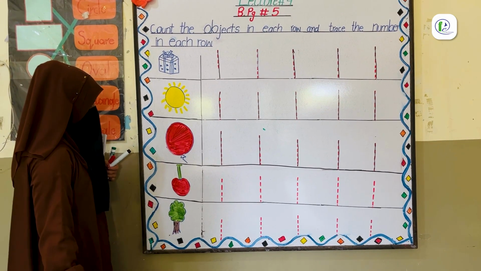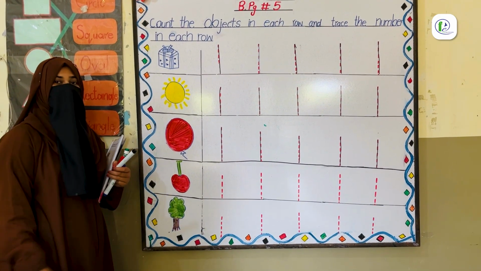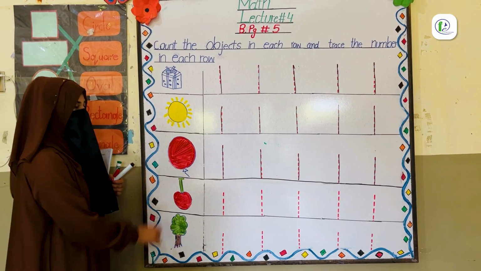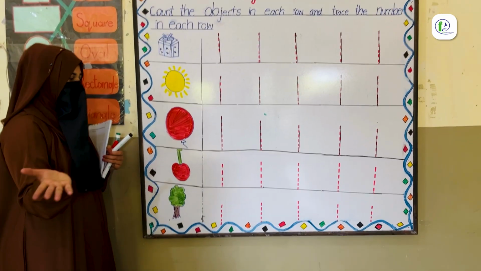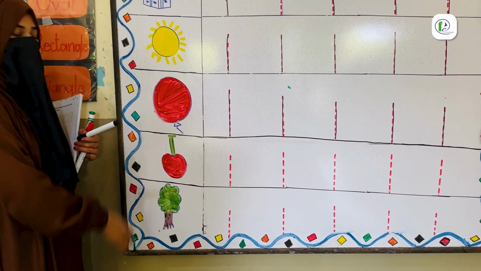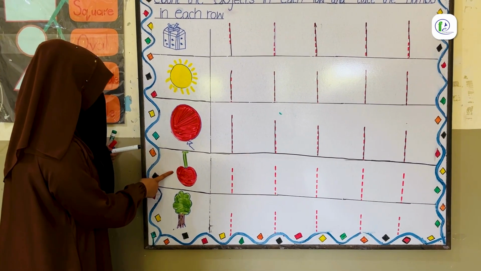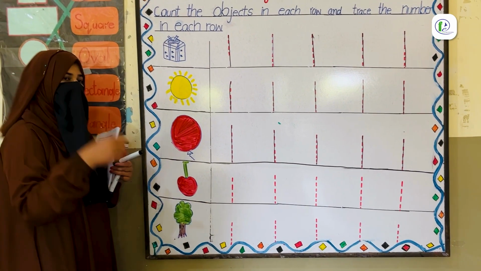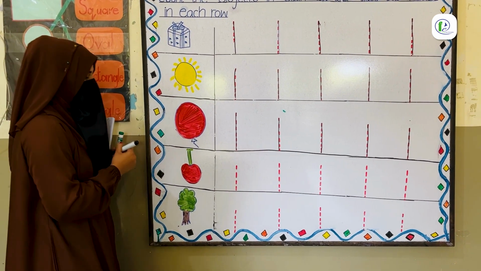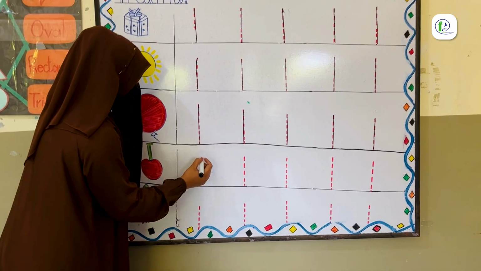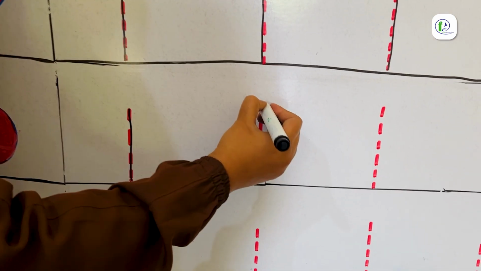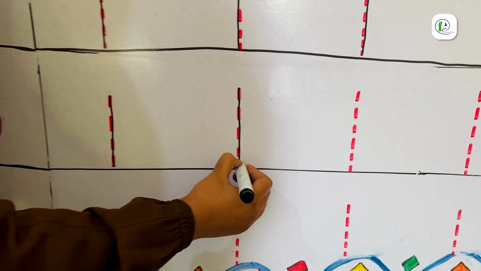What is it? It is actually an apple. What is the color of the apple? The color of the apple is red. Okay, student, let's start counting. How many apples are there? It's only one. So we will trace the number 1.